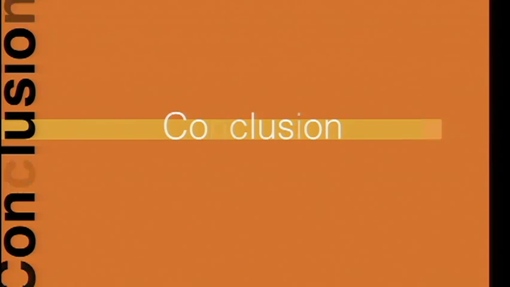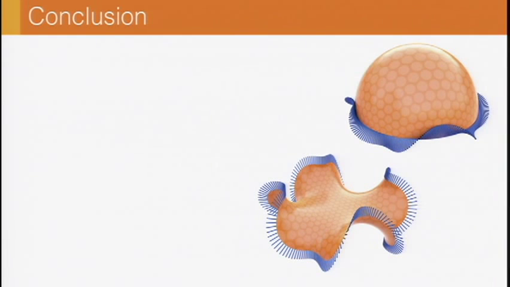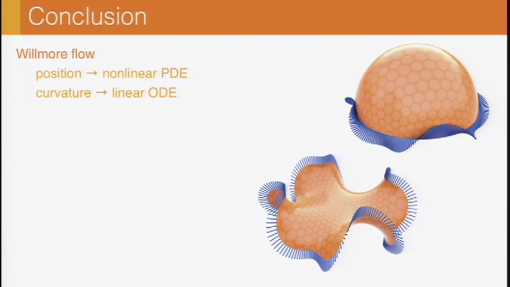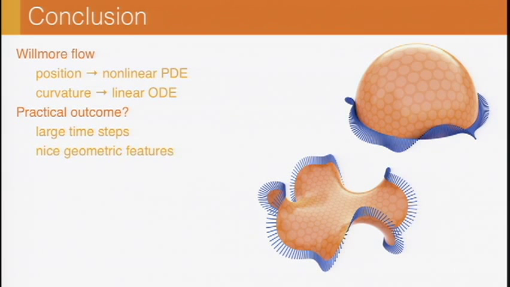Okay, so in conclusion, what we did is we took this traditionally very challenging problem of Willmore flow, a very high-order PDE, and we turned it into a simple linear ODE by just working with the curvatures instead of the positions. The practical outcome is that we're able to take very large time steps, and we preserve geometric features quite nicely, as well as any textures associated with the mesh.